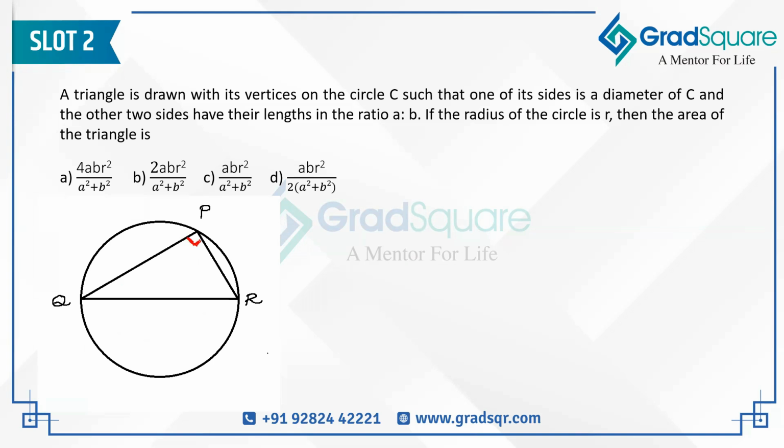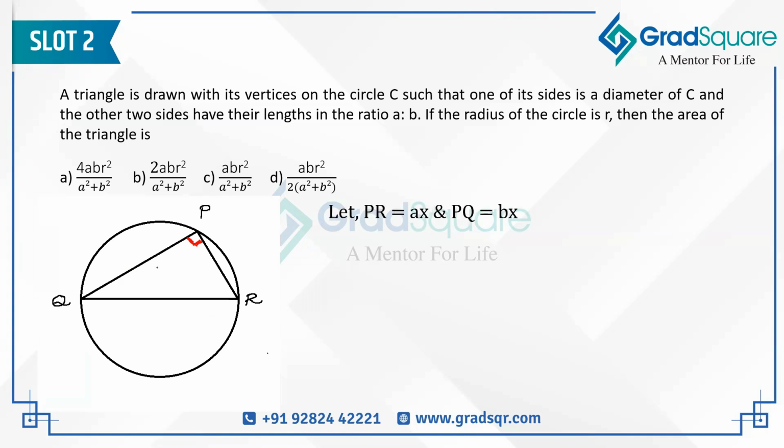So what I've done is in the figure, I have named the triangle which the question is describing as PQR, where QR is the diameter and that means that angle P will be a 90-degree angle. So the remaining two sides will be in the ratio of A is to B. So I can say that if PR is A, then PQ is B, or PR is to PQ is equal to A is to B. And we have to find out the area of this triangle PQR.